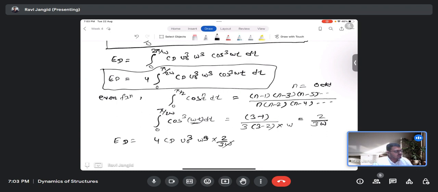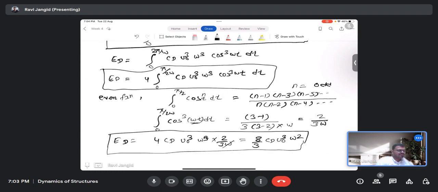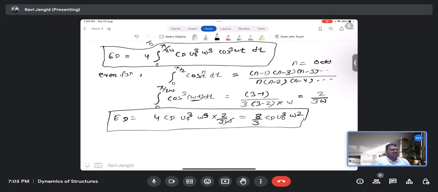So omega will cancel out, and that becomes 8 by 3 cd u naught cube omega square. So this is my energy dissipation from the fluid flow damping.